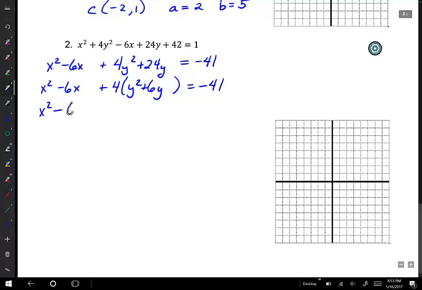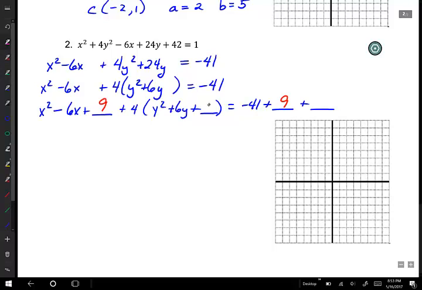Now we have x squared minus 6x plus blank plus 4 times y squared plus 6y plus blank equals negative 41 plus blank for the x plus blank for the y. In the x position, we're going to add a 9. But since there's nothing out front, we're just going to add a 9 over on the right side to balance that out. On the y equation, we're going to add a 9 here. But this 9 really is 4 times 9. So to balance the equation out, we're going to add a 36 on the opposite side.